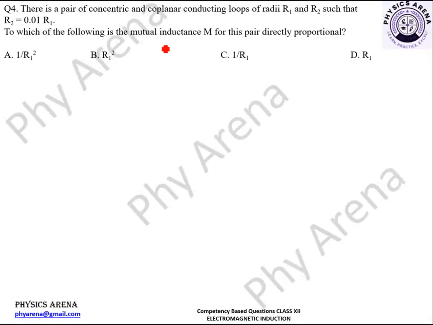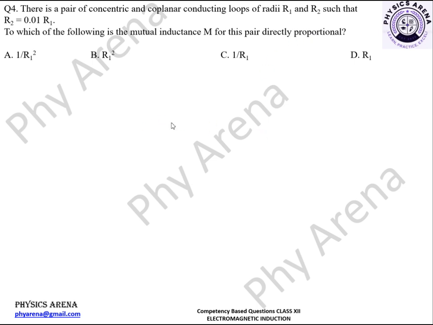Question 4. There is a pair of concentric and coplanar conducting loops of radii R1 and R2 such that the radius of second coil is equal to 0.01 times the radius of first coil. To which of the following is the mutual inductance M for this pair directly proportional?